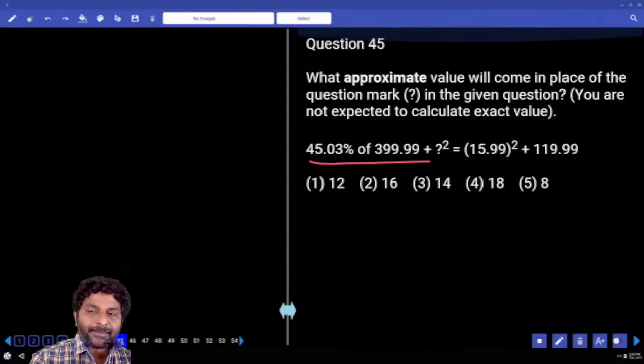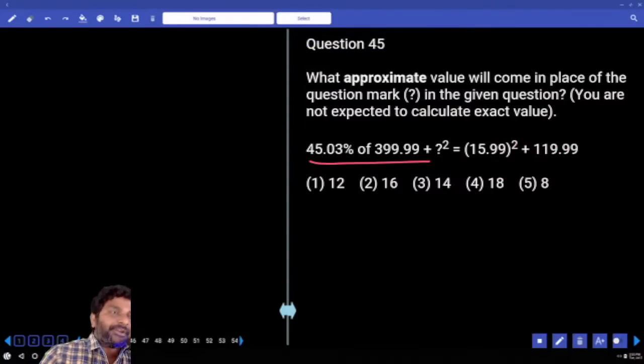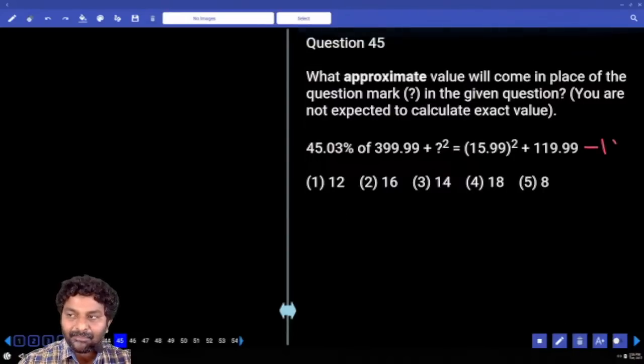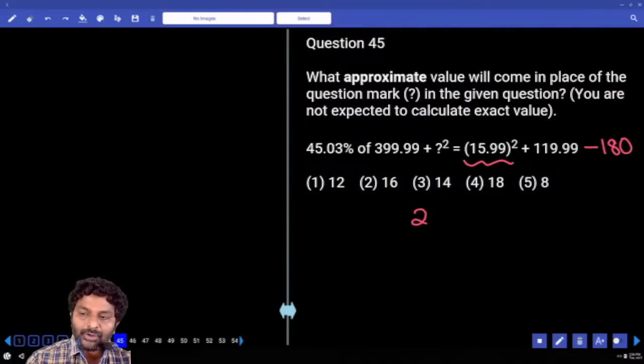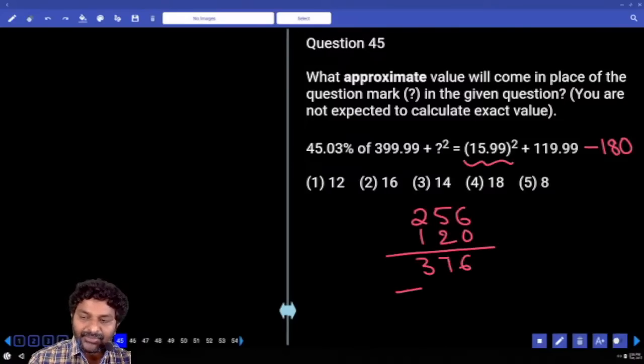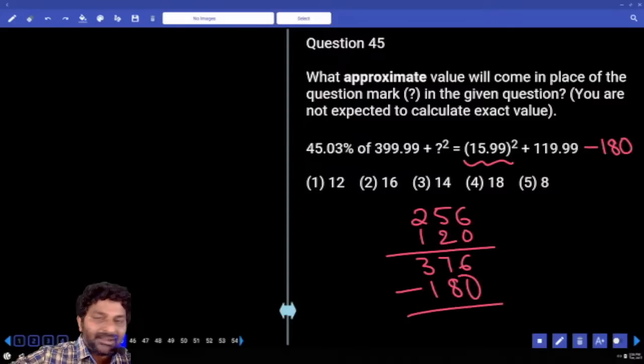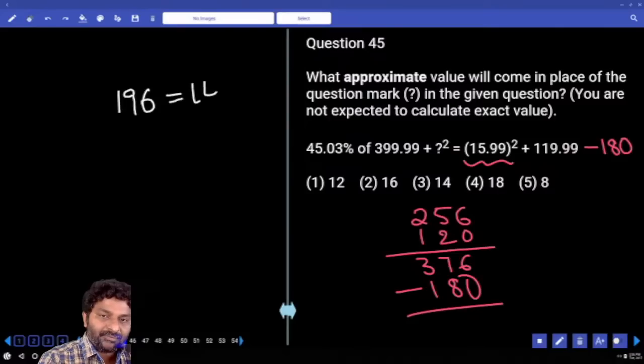Right. 45% of 400. 45 4 times, right? Double. 180. 180 goes to the other side. Becomes minus 180. 16 square. 256 plus 120. Positive number. From this, if you subtract 180, subtract 200, add 20. 196. Which number square is 196? 14 square.